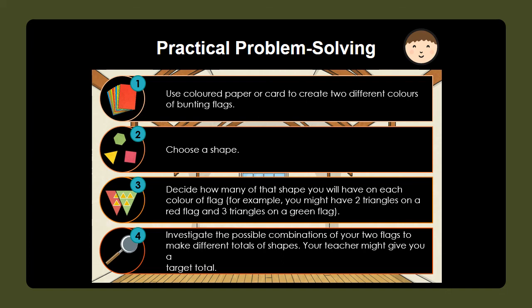So you might want to set yourself a target and say, I'm going to have 20 of those shapes in total, or I might have 50 of those shapes in total. So try it with different targets and see the different combinations that you can make, just as we looked at in the last example shown.